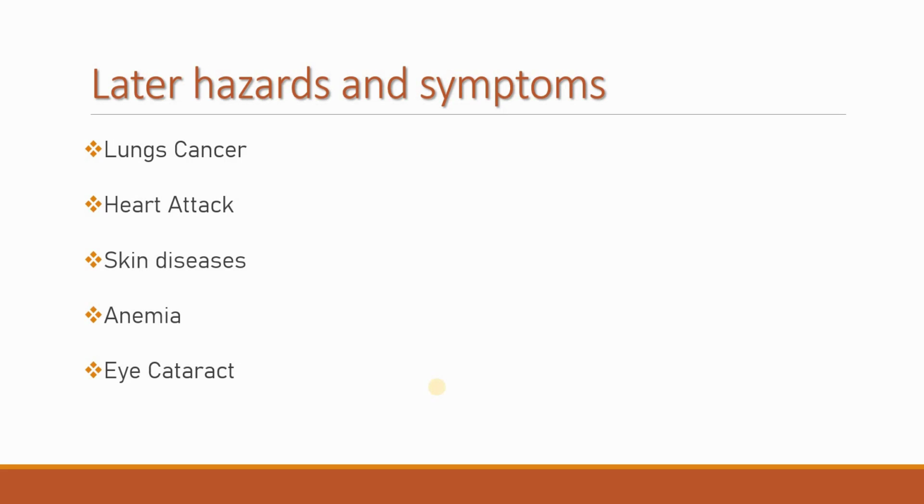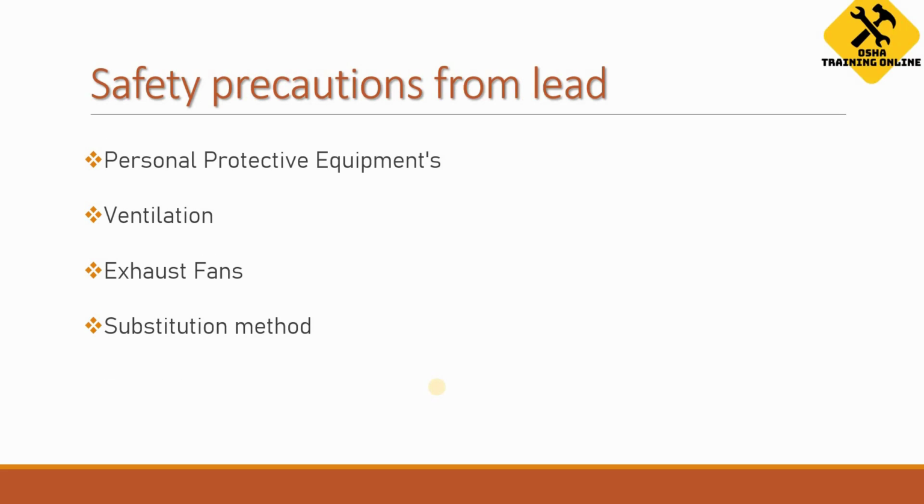But there are some later hazards and symptoms which are much more dangerous. One is lung cancer; in the long term, it may result in lung cancer. It may result in a person having a heart attack, and skin diseases are very common in the long term. Anemia, or lack of blood, meaning a deficiency of hemoglobin, may also occur, and eye cataract may occur. So these are the later symptoms and hazards produced from lead.